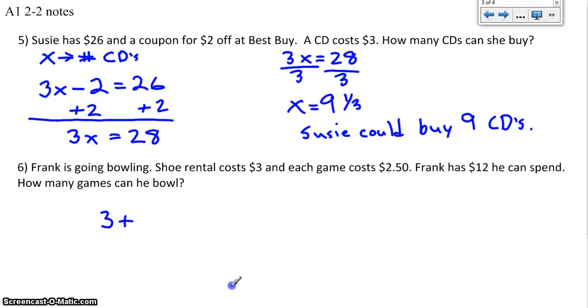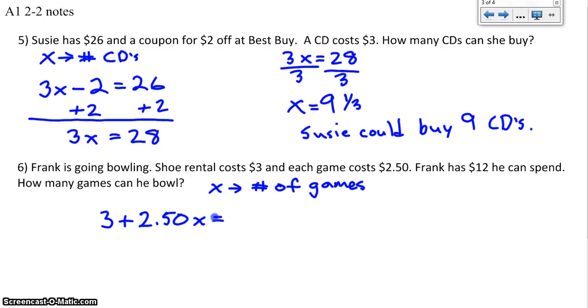Now I've got to pause for a minute. We haven't defined a variable yet. We need to do that. Well, what are we trying to find out? It's the answer to the question. How many games can he bowl? So let's have our variable be defined as the number of games. We know it costs $2.50 per game, so we can write that here, $2.50 times x.